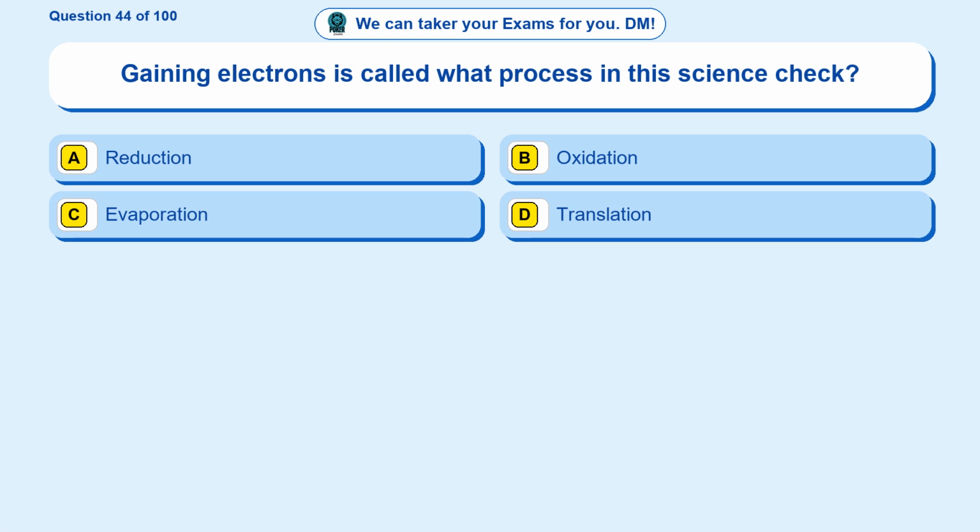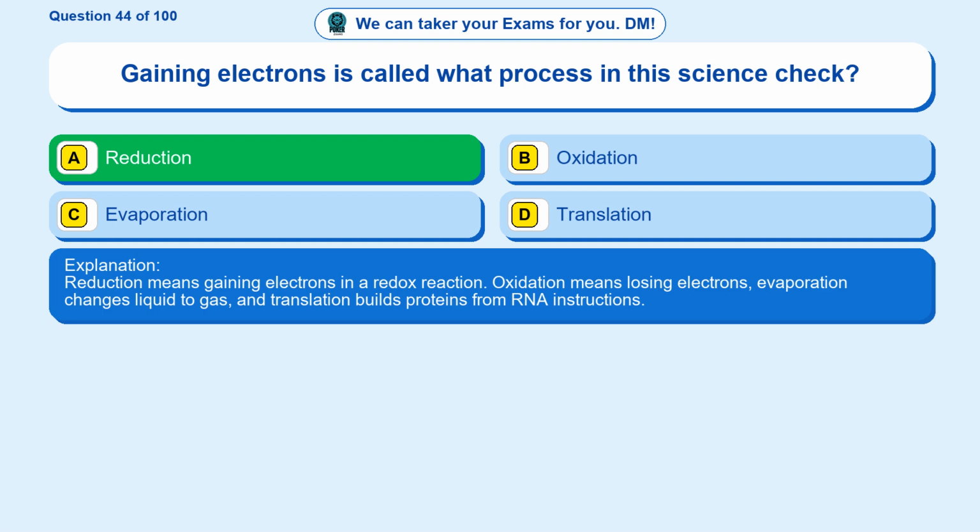Question 44. Gaining electrons is called what process in this science check? Option A, reduction. Option B, oxidation. Option C, evaporation. Option D, translation. The correct answer is option A, reduction. Reduction means gaining electrons in a redox reaction. Oxidation means losing electrons, evaporation changes liquid to gas, and translation builds proteins from RNA instructions.